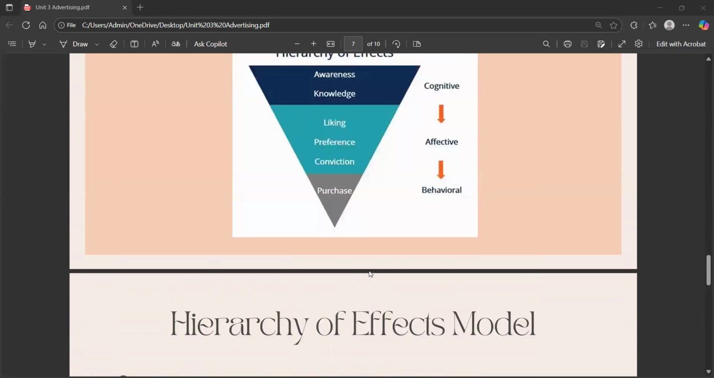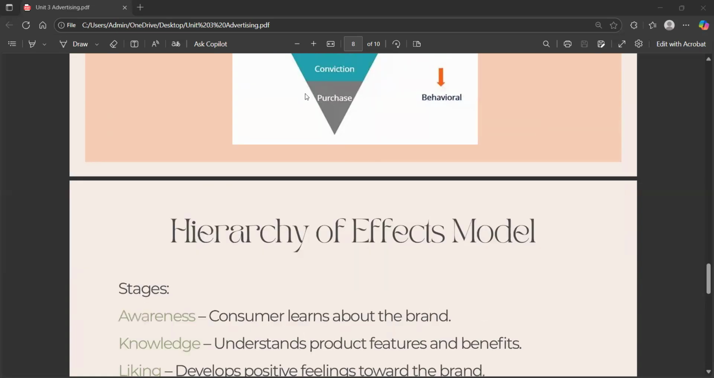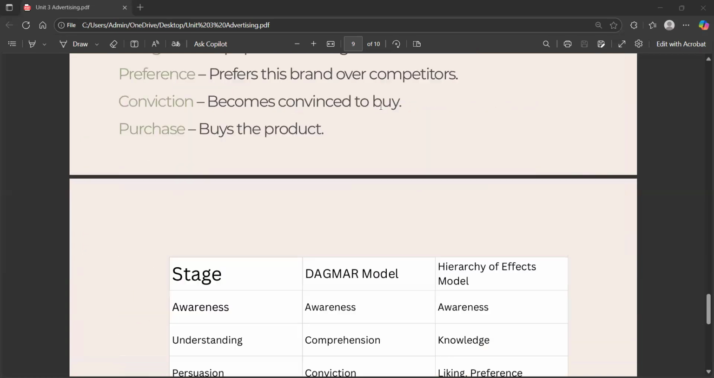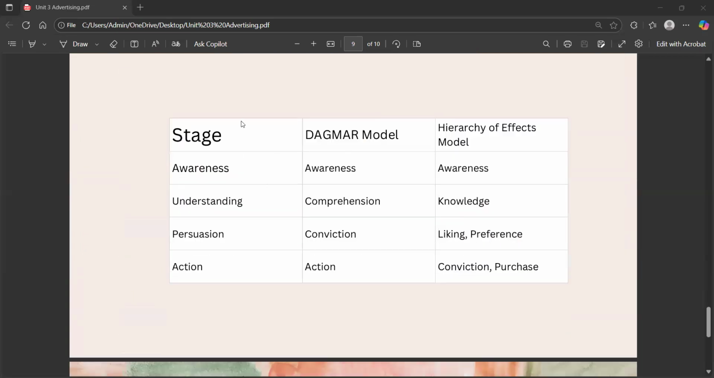So in this funnel, the first stage, which is awareness and knowledge, is known as the cognitive stage, in which the consumer thinks or interacts with the product. The second stage, which is liking, preference, and conviction, is the affective stage, in which the consumer is affected towards the product and actually thinks about buying the product. And the last stage is the behavioral stage, in which the consumer makes the actual purchase of a product. So here are the stages according to the Dagmar model and according to the hierarchy of effects model.